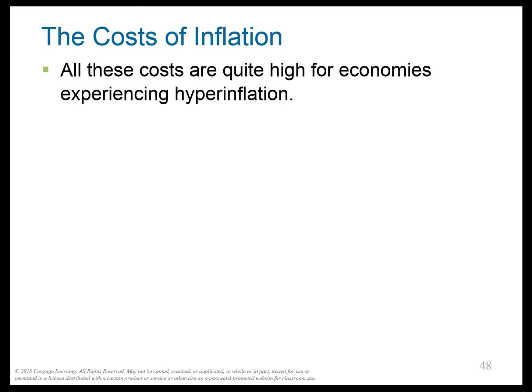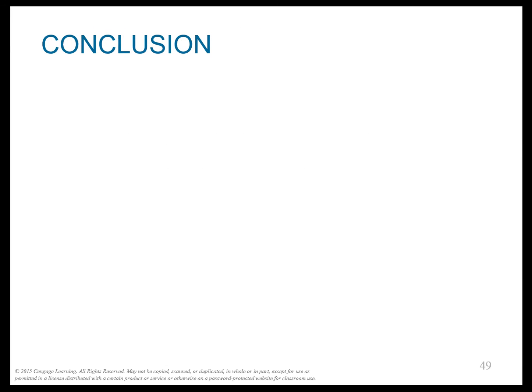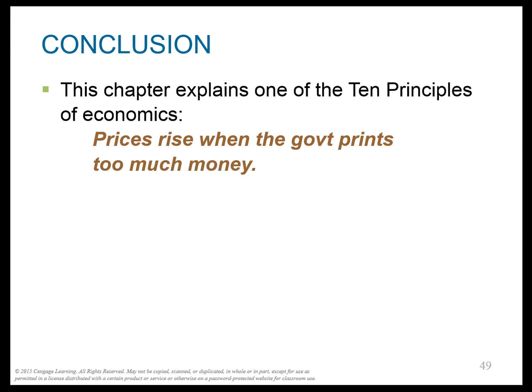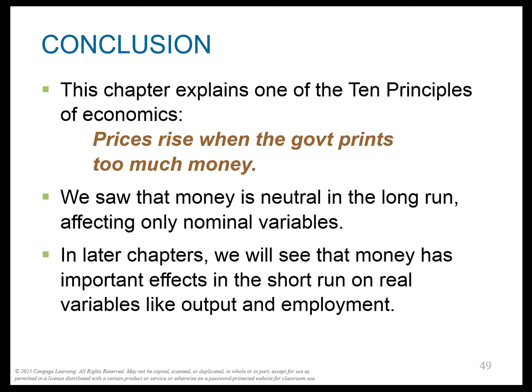All right, really, all these costs are quite high for economies with hyperinflation. In economies with lower inflation, the United States being one of them, these costs are probably much smaller, but we're not exactly sure how big. So basically, the conclusion of this chapter is that prices rise when the government prints too much money. We saw that money is neutral in the long run, meaning it only affects nominal variables, and it does do things in the short run, but we will study those in later chapters.